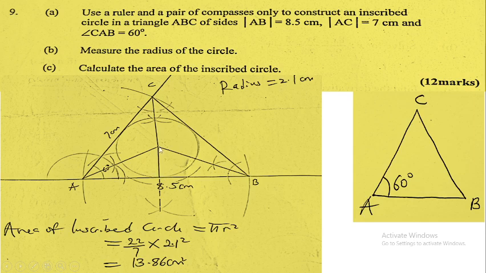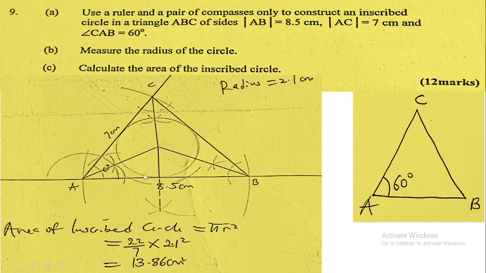Then I will take my compass back here again, and I'll extend my compass to this point. I'll extend my compass to this point from the center. I will now draw the circle.